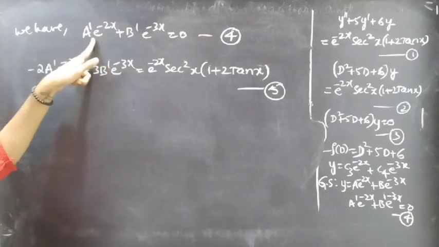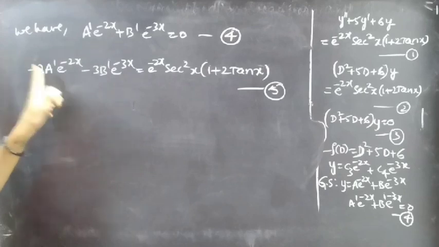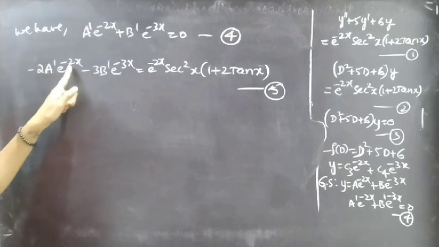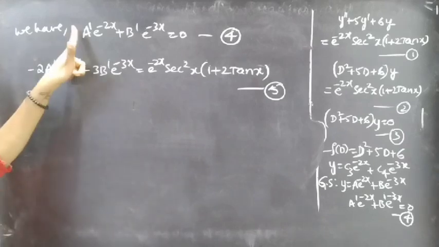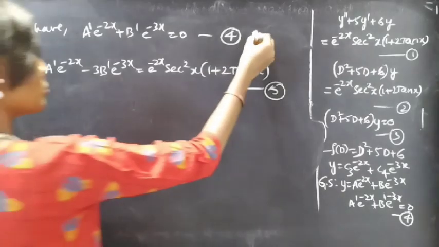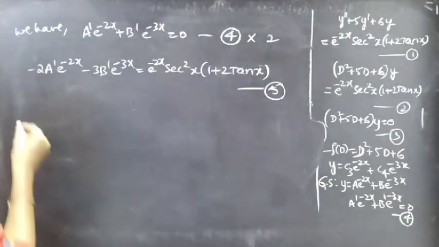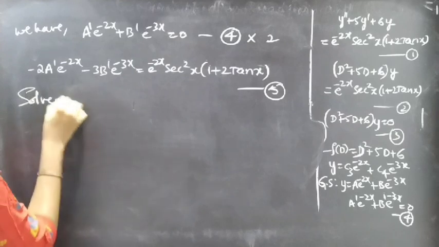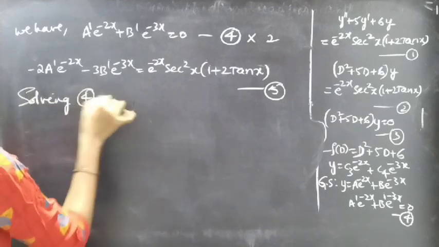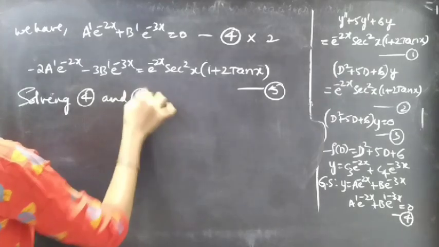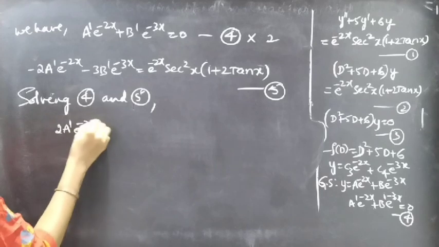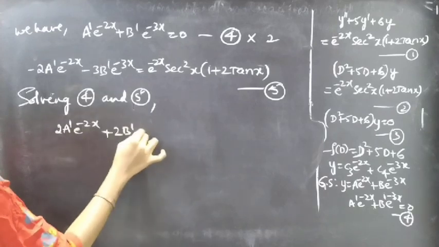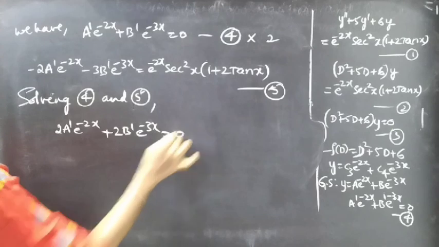We have a dash e power minus 2x in fourth equation and minus 2a dash e power minus 2x in fifth equation. In order to solve the terms involving a dash in both the equations, we need a 2 in equation 4, right? So let's multiply equation 4 with 2. Then we'll get 2a dash e power minus 2x plus 2b dash e power minus 3x equal to 0.